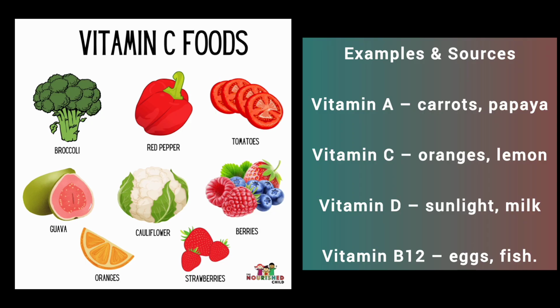Vitamin A, which we get from carrots and papaya, is very good for our eyes. Vitamin C, which we get from oranges and lemons, is very good for our healing and immunity. Vitamin D, we basically get from sunlight and milk. It's very good for our bones. Vitamin B12, from eggs and fish, is very good for our blood and nerves.